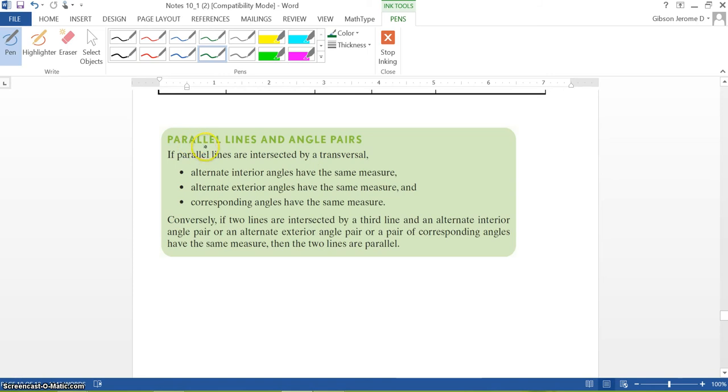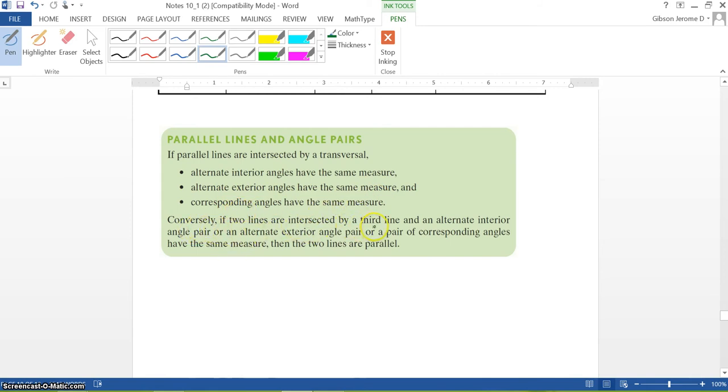Hey class, picking up where we left off. We have parallel lines and angle pairs. The parallel lines are intersected by a transversal. Alternate interior angles have the same measure. Alternate exterior angles have the same measure. And corresponding angles have the same measure.